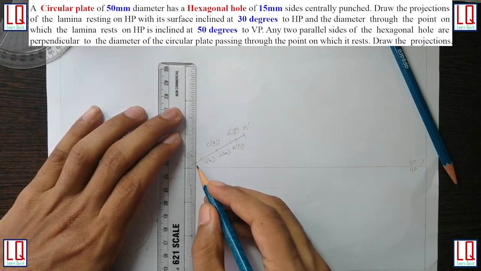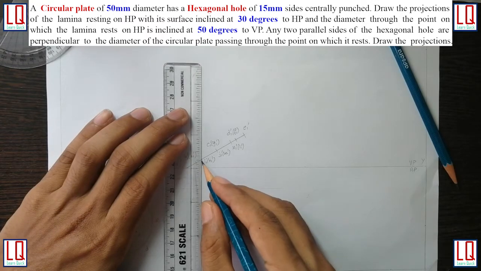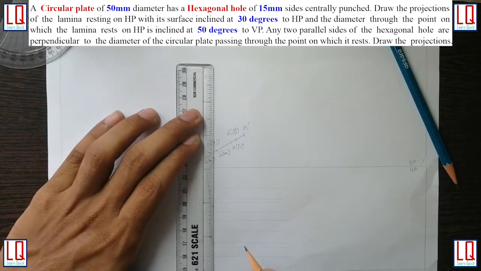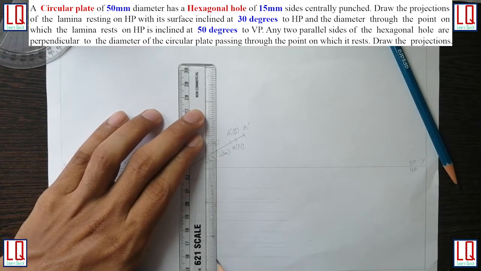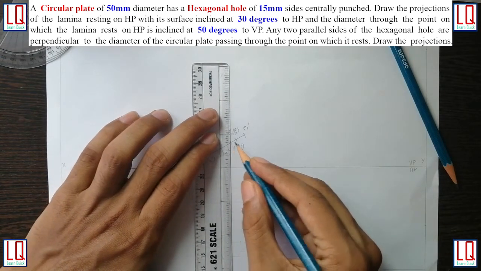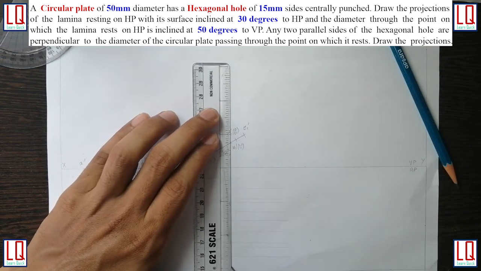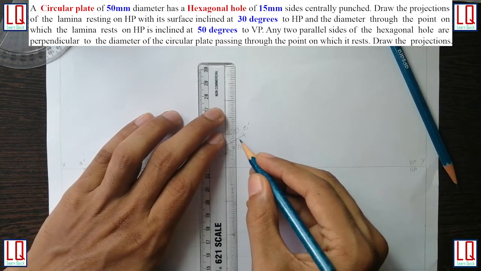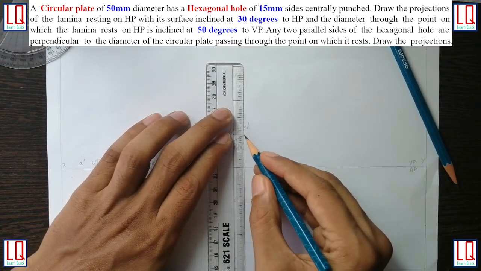Projecting B, projecting I, projecting C, projecting K, projecting D and finally projecting E.